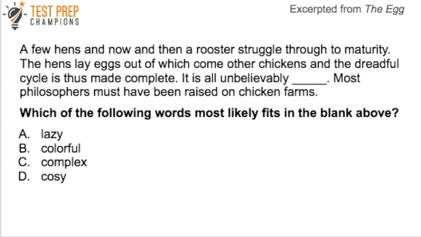Which of the following words most likely fits in the blank above? Is it A, lazy? Is it B, colorful? Is it C, complex? Or is it D, cozy? Now is your chance to pause the video, try to figure this out, and whenever you're ready, we'll go over the answer. Okay, the answer here is C, complex.